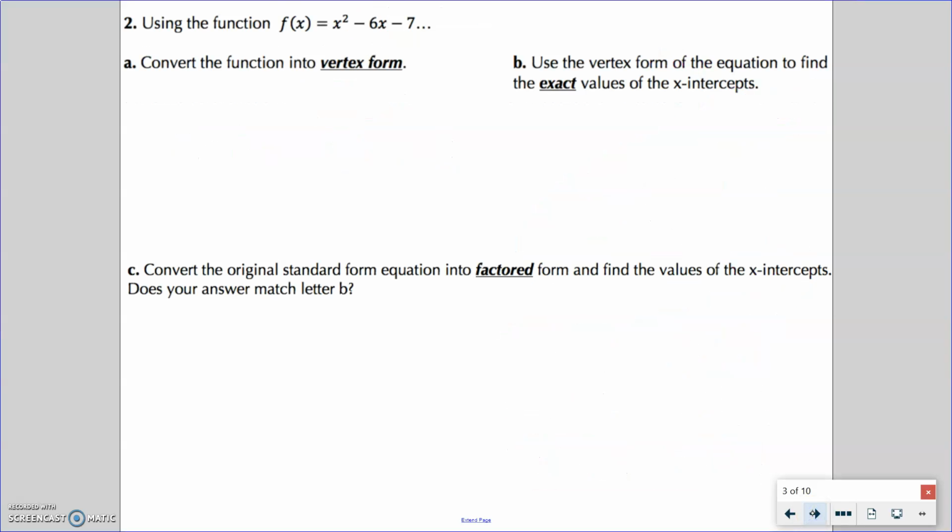All right, using this function, convert the function into vertex form. Go ahead and pause the video at this point in time and practice completing the square and changing it to vertex form just to see if you get it right.